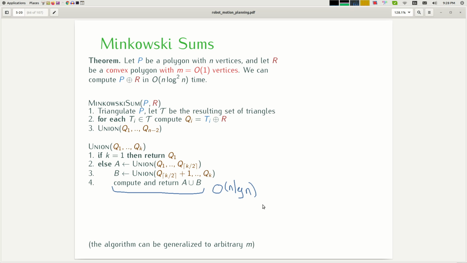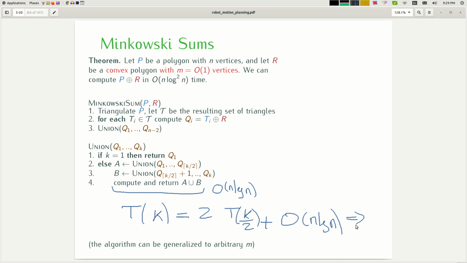So now we can write the recursion. We have T of k equals 2 times T of k/2 plus O of n log n. What does this solve to? By the Master theorem, this solves to O of n log n times log k. Initially k equals n, so therefore this solves to n log squared n. And that's essentially the algorithm.